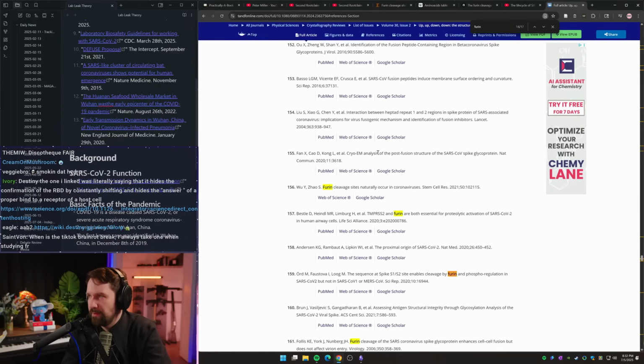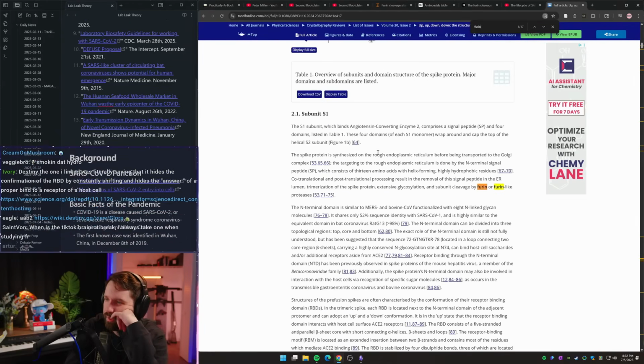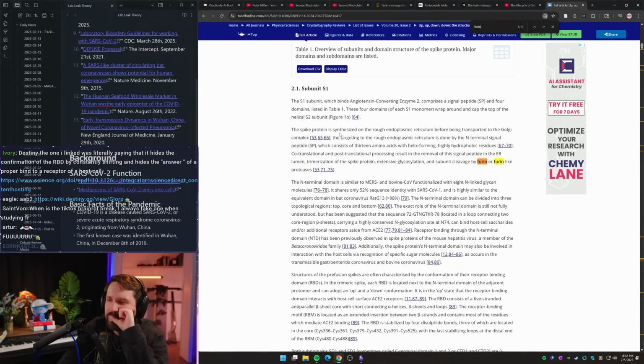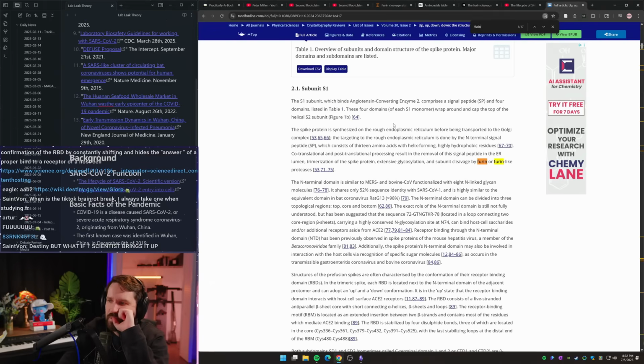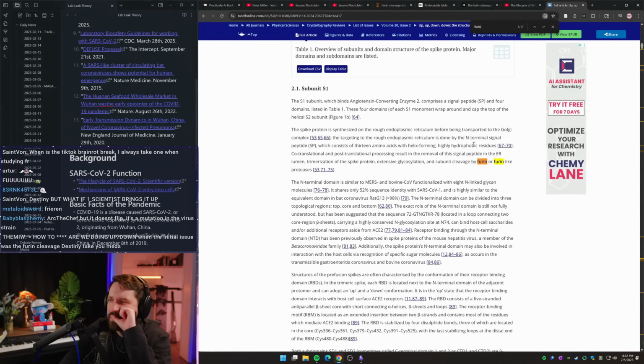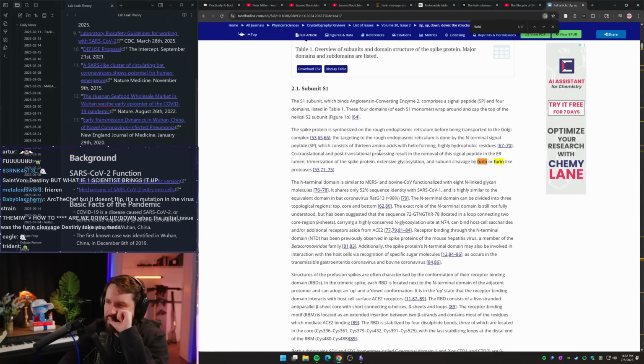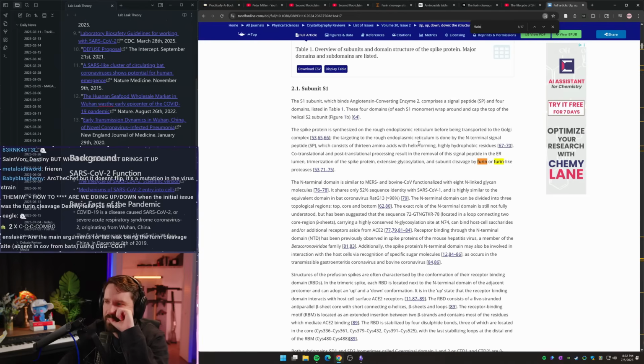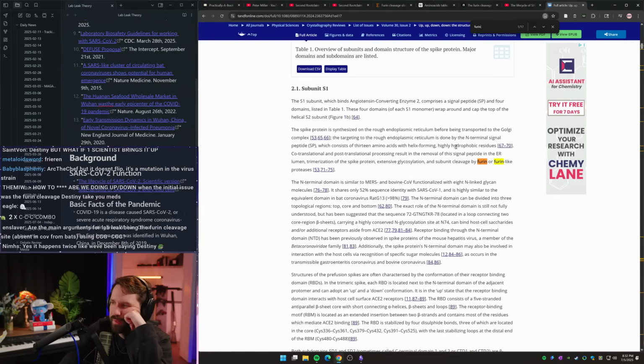Wait, that one did say that the furin cleavage happens in the cell. The spike protein is synthesized on the rough endoplasmic reticulum before being transported to the Golgi complex. The targeting to the rough endoplasmic reticulum is done by the N-terminal signal peptide, which consists of 13 amino acids with helix-forming, highly hydrophobic residues.